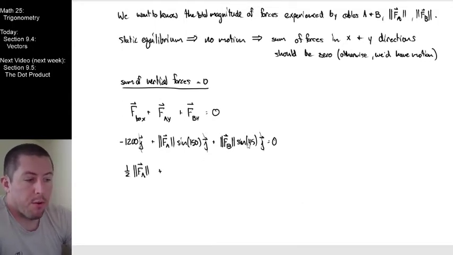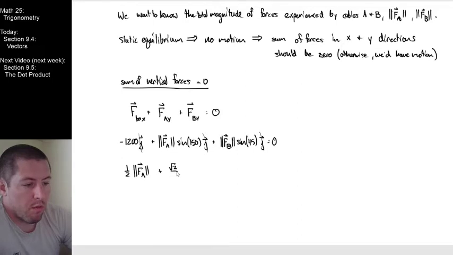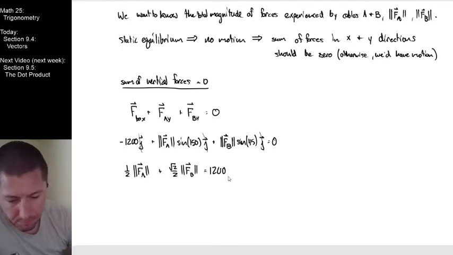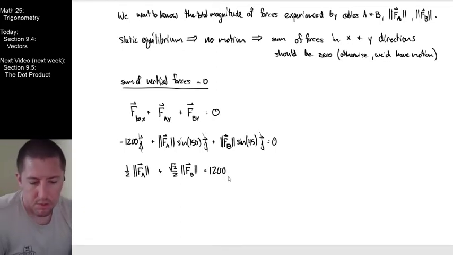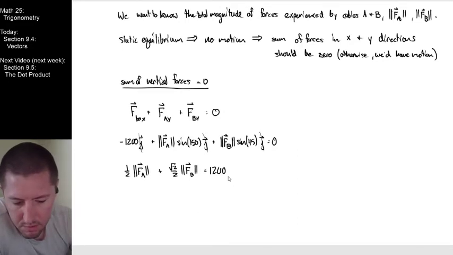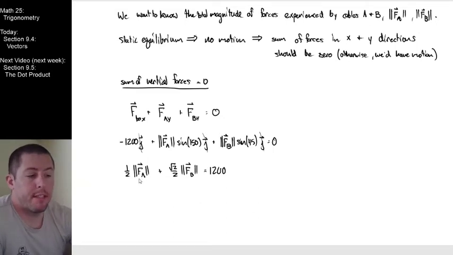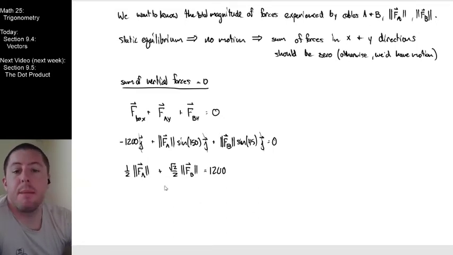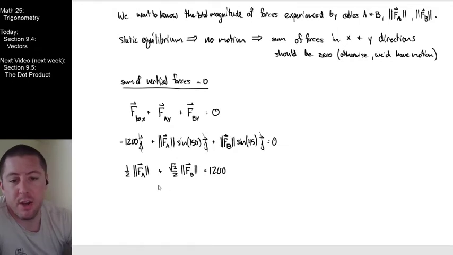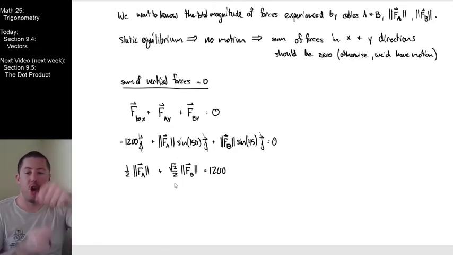Plus sine of 45 degrees, that should be root 2 over 2, associated with the magnitude of the B cable's force. And that should be equal to 1200 over here. So this is where I'm at. I summed my vertical forces to get 0, and this is the equation I'm left with. I can't solve for A or B, but so far we've only said that there's no motion vertically.